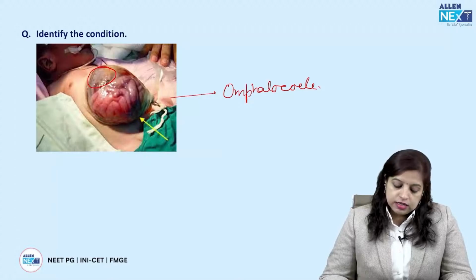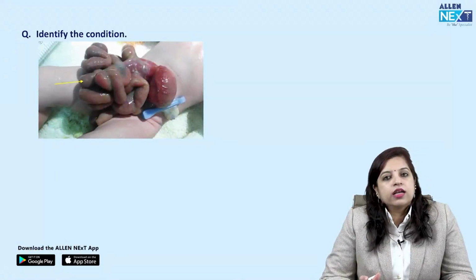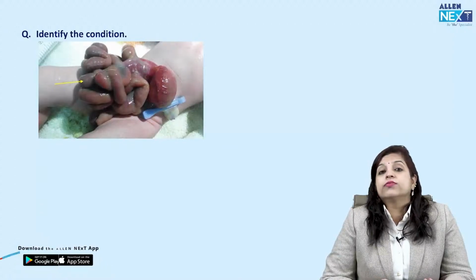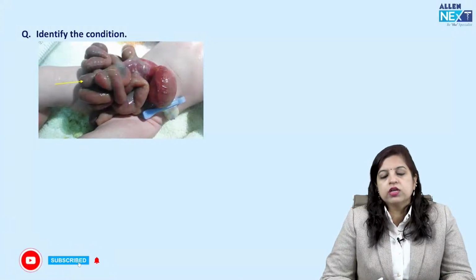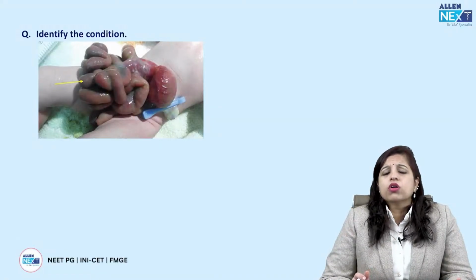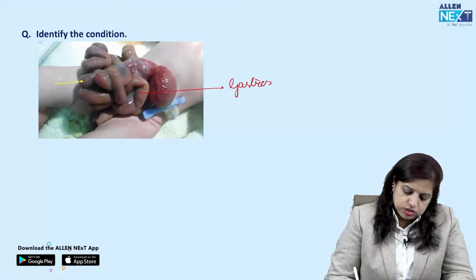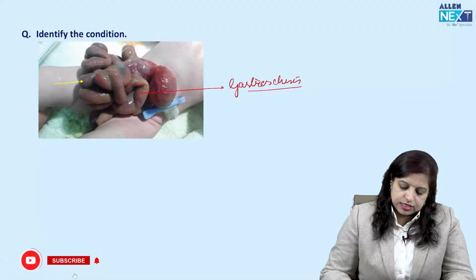And then in the next one, you can see there is only and only the intestinal loops which are coming out, and it is devoid of any covering membrane, number one. And number two, there are no organs over here, only intestinal loops. So this kind of condition is known as gastroschisis. Right, this is known as gastroschisis.